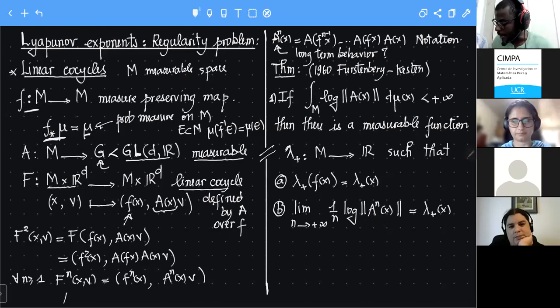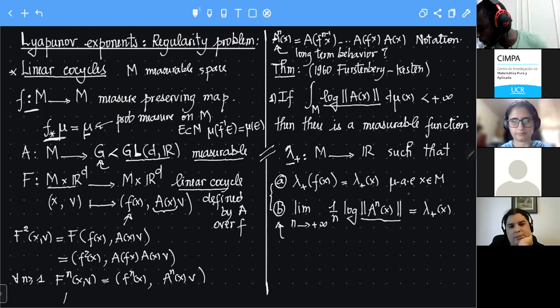It says that if this map here is integrable with respect to mu, then there is a measurable function, lambda plus, that satisfies these two properties. So this is invariance, for mu almost every x: when you apply lambda plus at f of x, it's just lambda plus at x. And the limit when you take n to infinity of 1 over n times the logarithm of this norm here is equal to lambda plus of x.